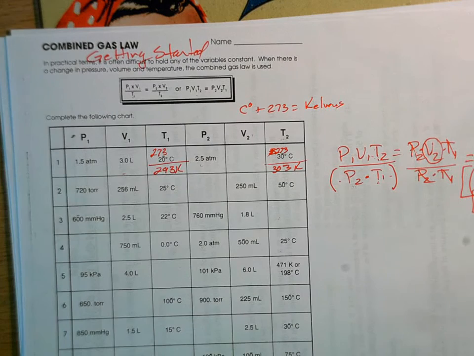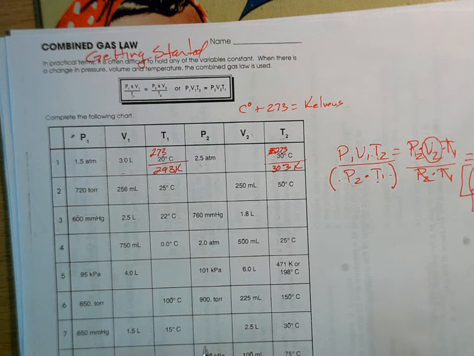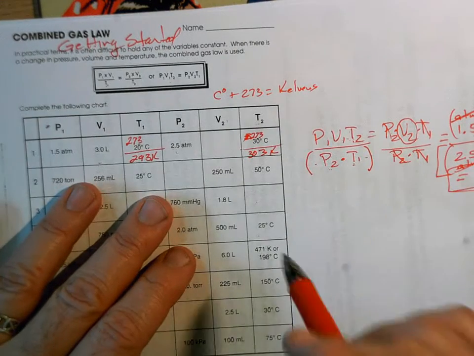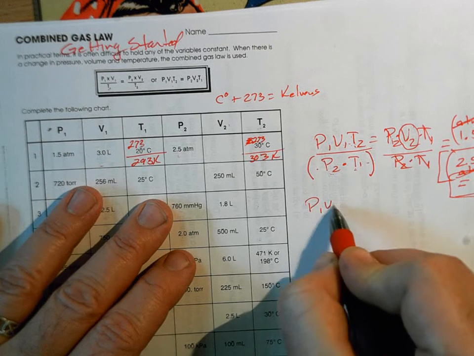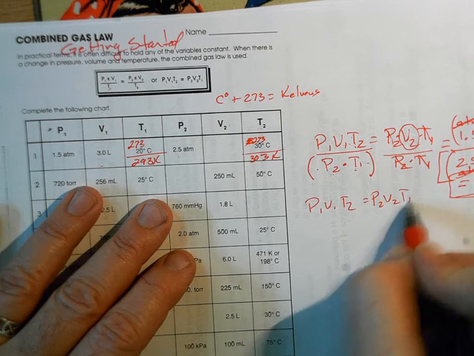Okay, well that's it for getting started. The rest of these, you just need to rearrange that equation. Okay, tell you what I will do. If we're looking for P2, I'll just help you rearrange that one. P1, V1, T2. I'm not going to do the whole problem, but here's the base equation set up.